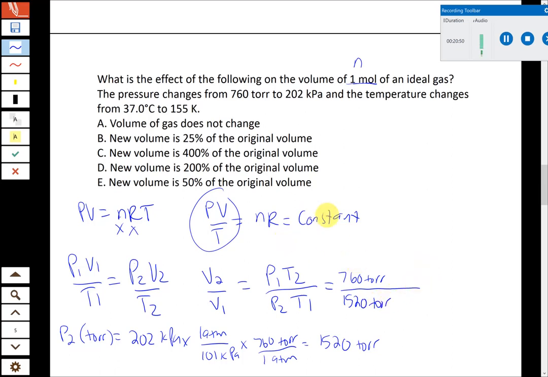And then in the numerator we have the 2 temperatures, which have to be in Kelvin. So T2 is the final temperature, which is 155 K. And then T1 is the initial temperature, 37. If we convert that into Kelvin by adding 273, that should be 310. Double check that. All right, 310 Kelvin.